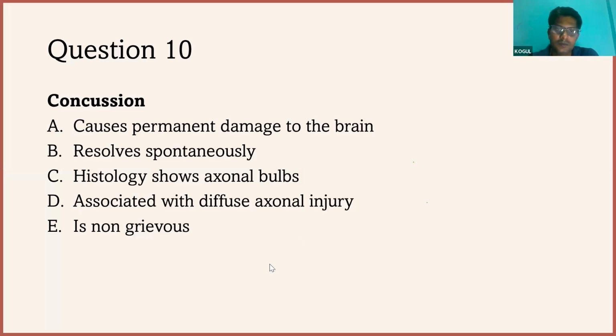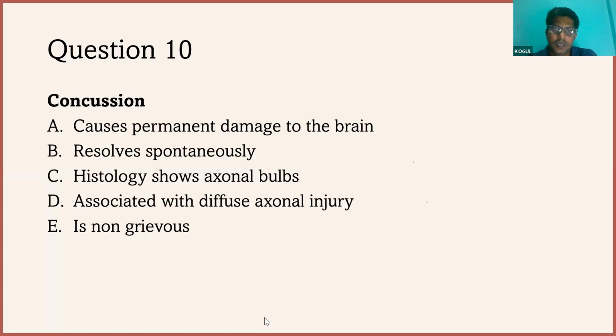What do you answer? False. Because if it is diffuse axonal injury, it's a permanent damage. It's not a concussion. If there is diffuse axonal injury, anatomical damage is there, a histological finding is there, so that is not a concussion. Next, it's non-grievous. What do you think? Is it non-grievous or endangering life?